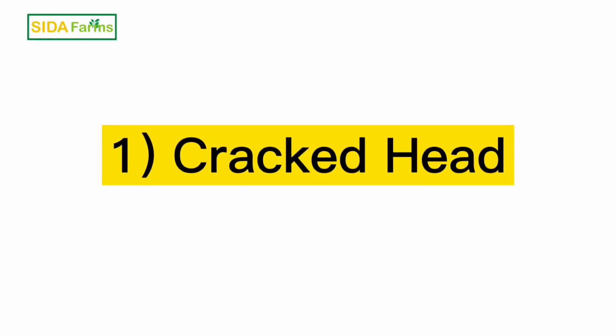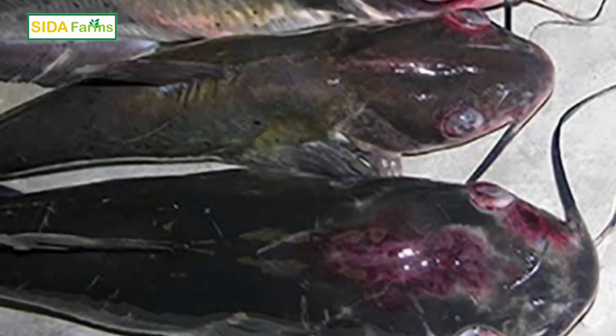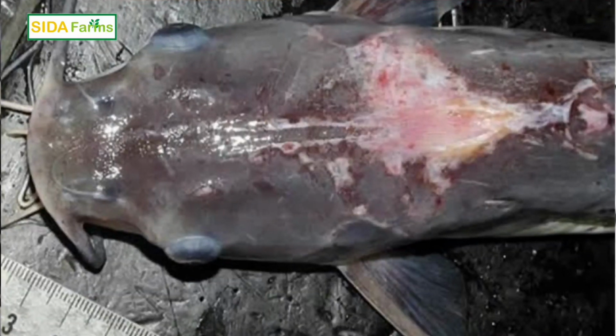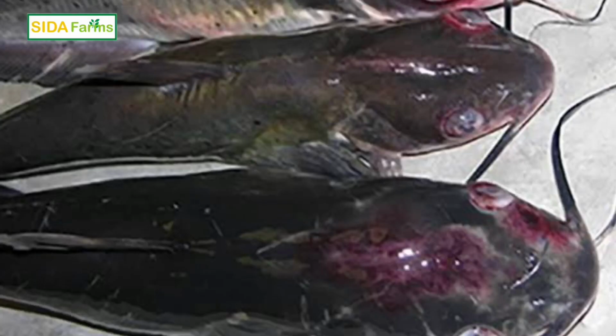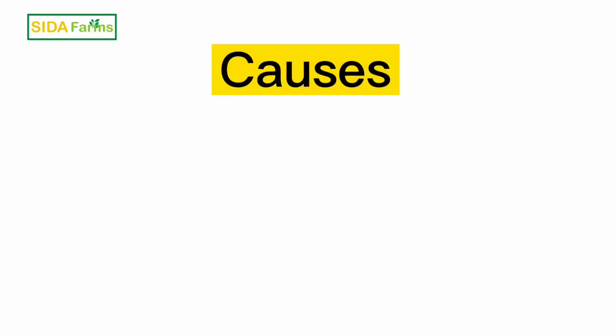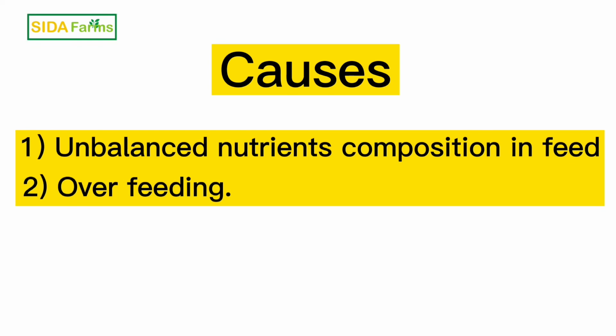Number one disease, we have cracked head. I'm going to be inserting a picture here so you can see what it looks like. We have cracked head. So when you see this, you know that your fishes are having what? Cracked head. So cracked head is the most common fish disease that is experienced by most fish farmers. It's the most common. Now, cracked head is usually caused by unbalanced nutrient composition in the feed or overfeeding.